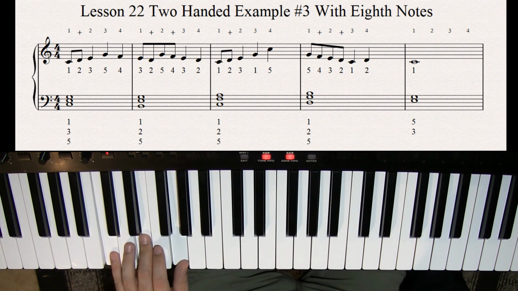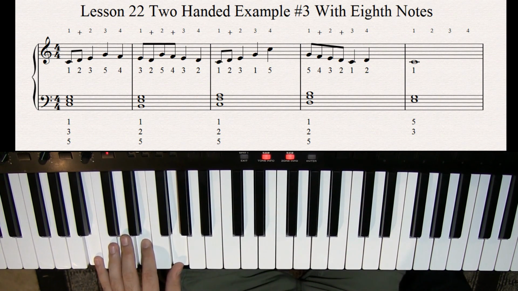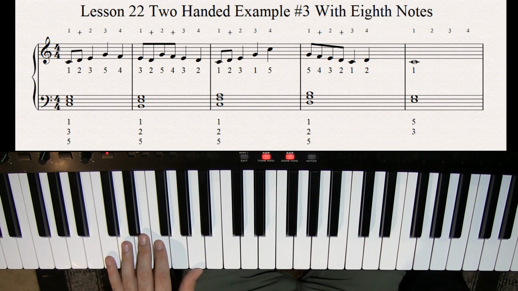So we have the C major chord in the first measure. The second measure, don't worry about the chord names, but I'm going to tell you anyway. You have a second inversion E minor chord, which we play with fingers 1, 2, and 5. So B with 5, E with 2, G with 1.